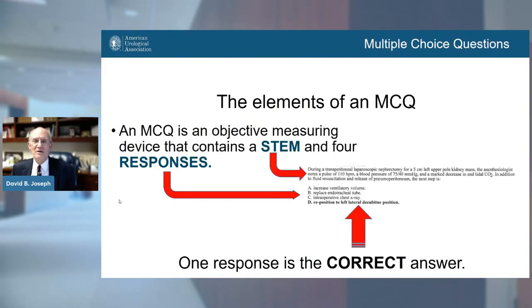The elements of the multiple choice questions are really two, the stem and the responses. Within the responses, there'll be one correct answer. And as we go through this module, I'm going to go into more detail on how to develop a stem and the responses and what become good and bad qualities.